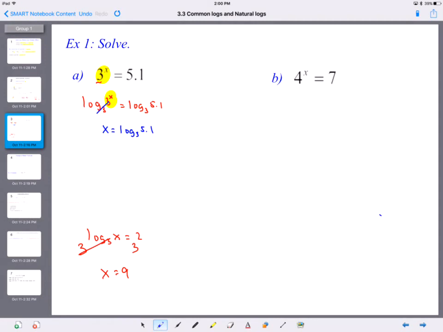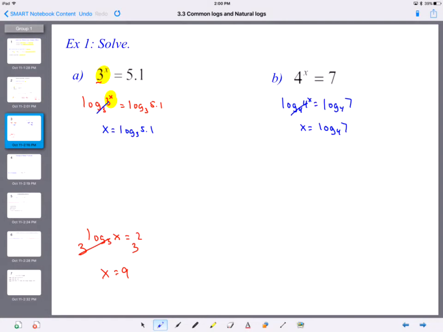Same thing on b. You know, it's base 4. So you could rewrite this as log base 4 of 4 raised to the x. And then you have to do the same thing on the other side: log base 4 of 7. The reason we choose base 4 is because the base of the exponential is 4. It cancels out, and you're left with x equals log base 4 of 7. Once again, we don't know what that is, so we are going to have to get back to this question in just a little bit.